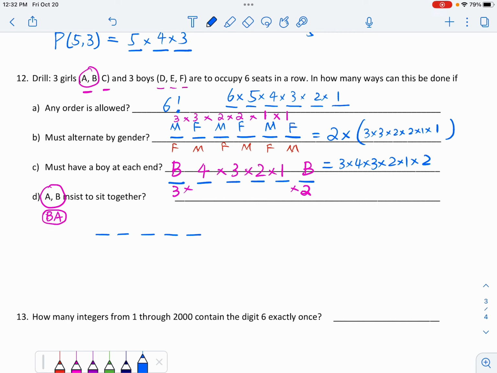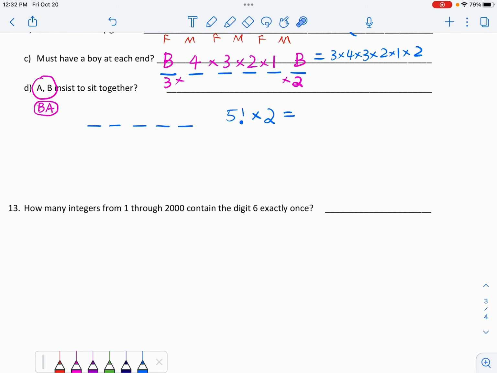And then I place them like 5 factorial, because there were 5 seats available. Think of this as 1 unit, 1 seat. So 1 special seat. So 5 factorial. And then because AB and BA are different, there were 2 possibilities. So I'm going to multiply this by 2. So this is how I would consider this scenario.